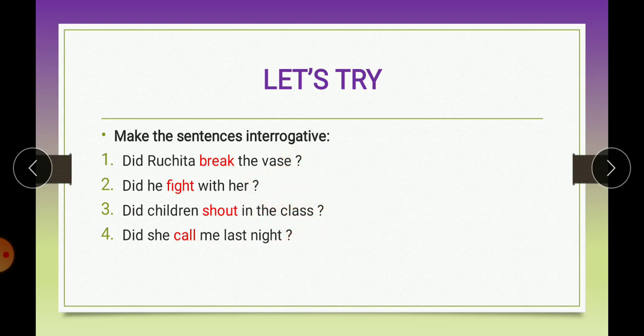So, this is what we have covered in this chapter. First, what is simple past tense? Then framing negative sentences and framing interrogative sentences from simple past tense.